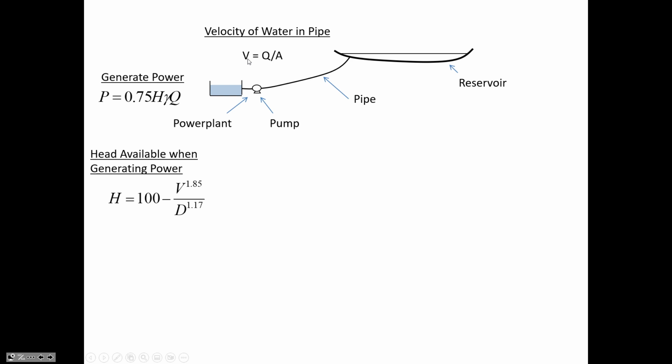Not every system is 100% efficient. And so what this formula is saying is that your system is 75% efficient at converting the hypothetical power into power that can be sold. And so H is the amount of head that's available, which I'll explain in a moment. Gamma here is the unit weight of water, and Q is the flow rate of the water that's going through the pipe. So P is how much power you can sell.